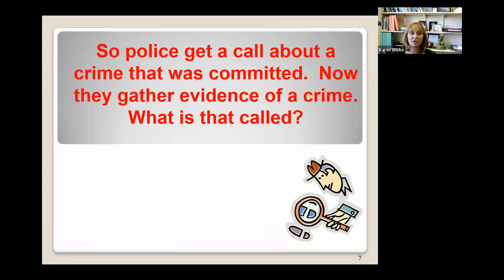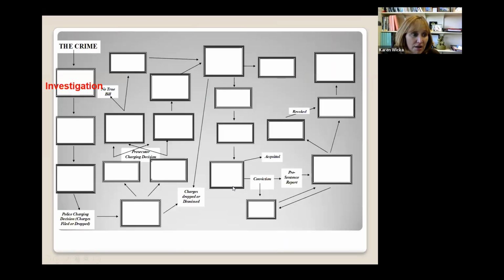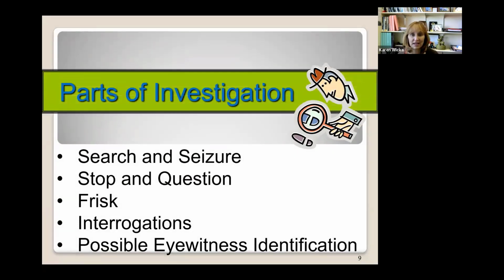Now is the step where they have to gather the evidence of the crime. So we have to think about what is it called when police go to the crime scene, gather the evidence, and try to figure out who is the person that committed the crime. So this is called the investigation. So if you're filling out your chart, this will be the first square on the top left after the crime. You have the investigation.